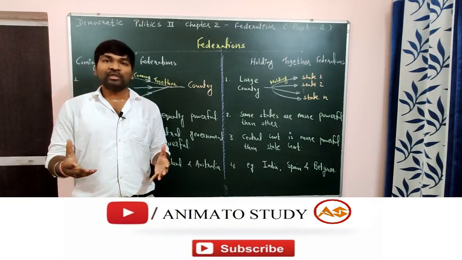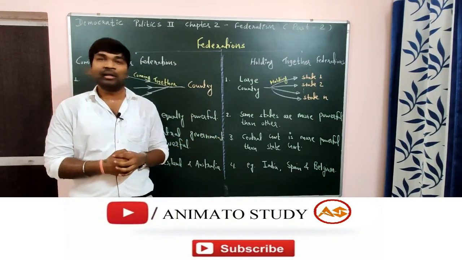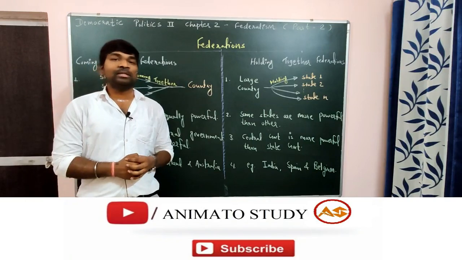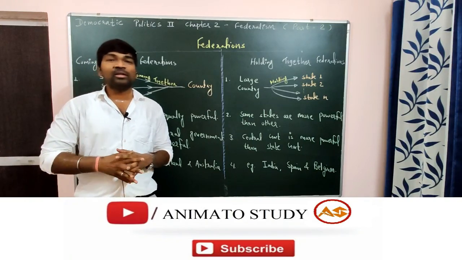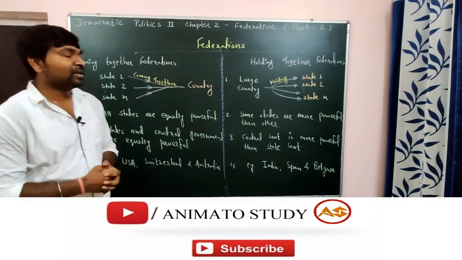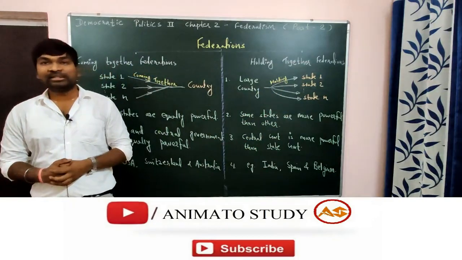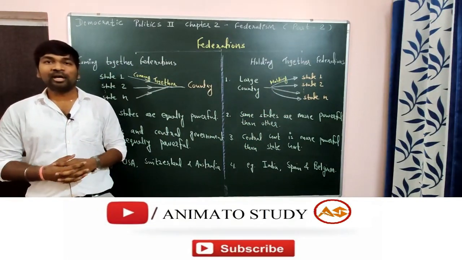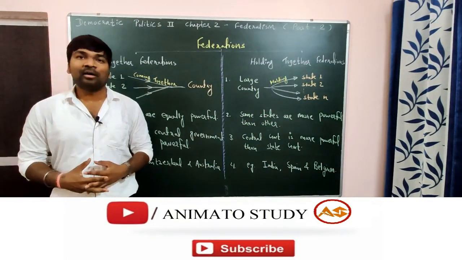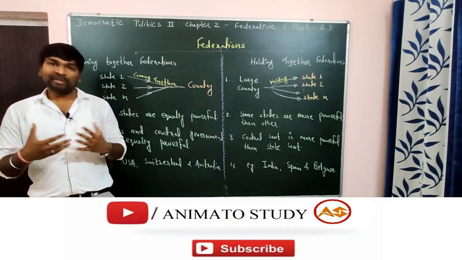Now the next topic will start, that is how federations are possible in the world. And this is possible in the world through two very important ways. The first one is known as coming together federation, and the second one is known as holding together federation. One by one we will discuss these two very important methods of implementing federalism over the world. So let's start.